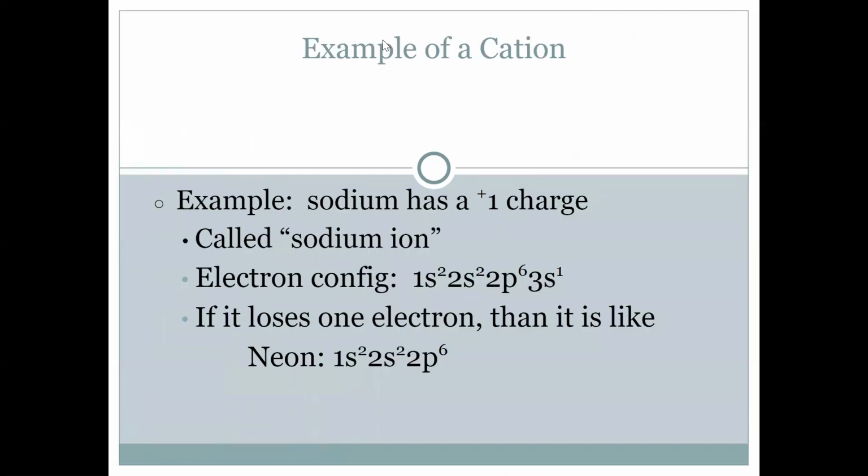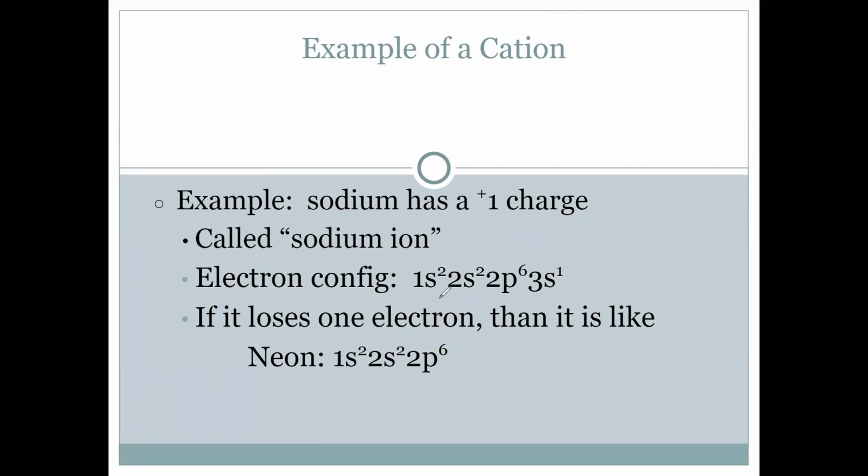So here's an example of a cation. Sodium is going to have a positive 1 charge. We call the sodium ion the sodium ion. We already looked at its electron configuration, so let's just break that down and analyze it real quick.